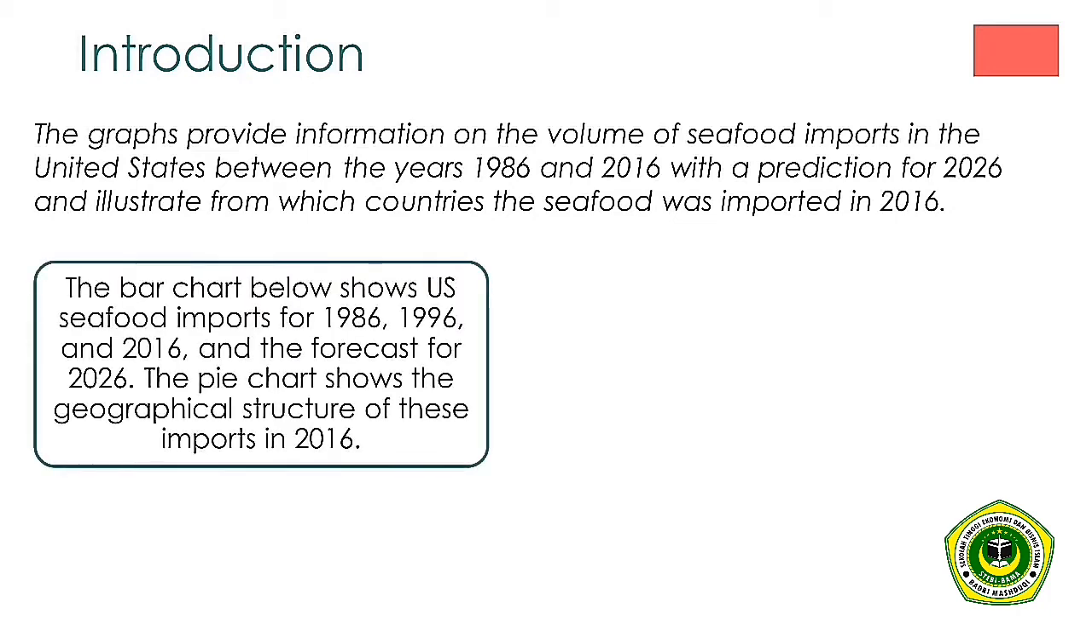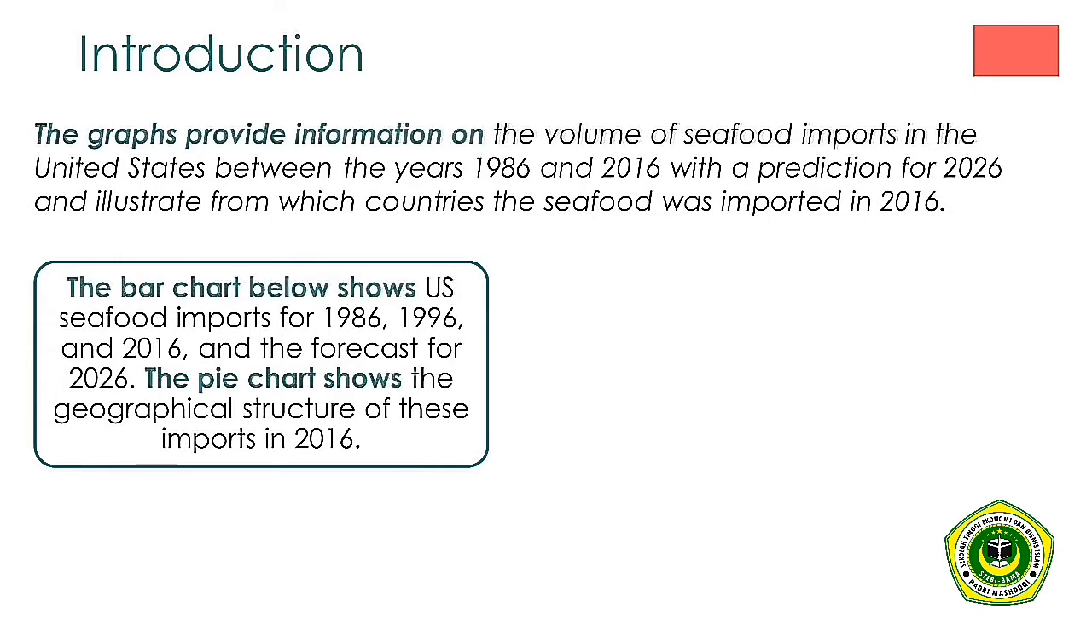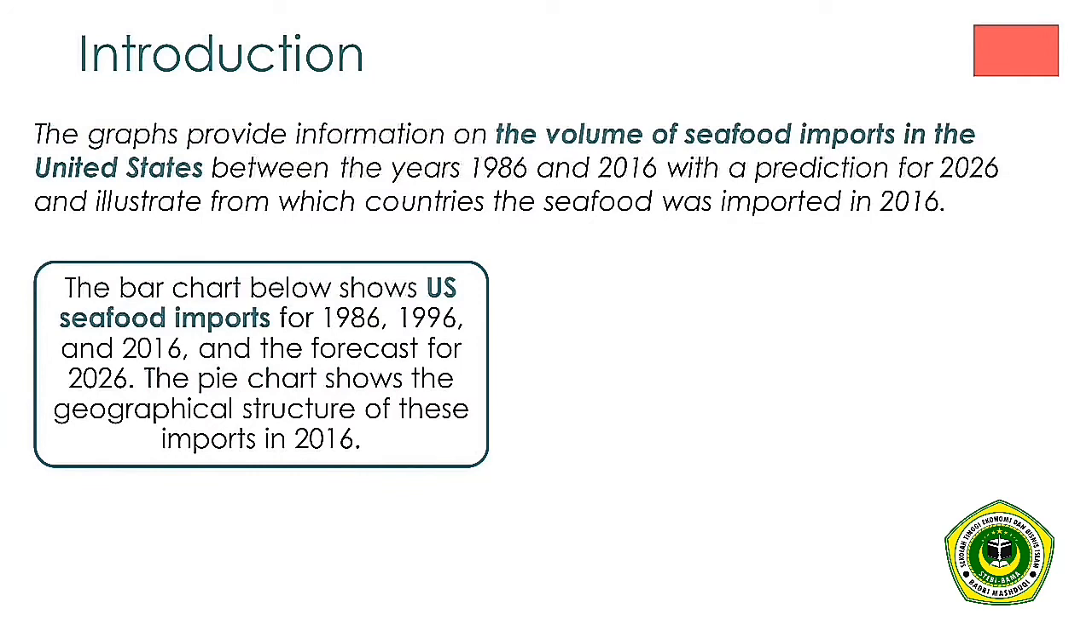The task has 2 simple sentences. I've written 1 long sentence, but I've described information on both charts. Instead of saying the bar chart shows or the pie chart shows, I used the graphs provide information on. Instead of saying US seafood imports, I said the volume of seafood imports in the United States. I repeated the words seafood imports, and I'm going to use them throughout my essay. That's what this task is about, and it's okay to repeat those words.